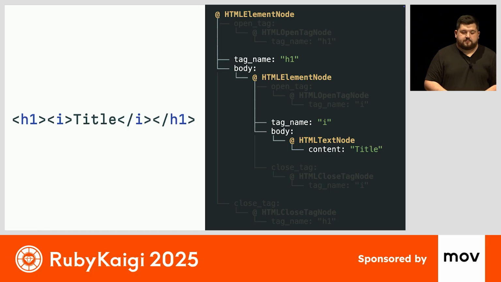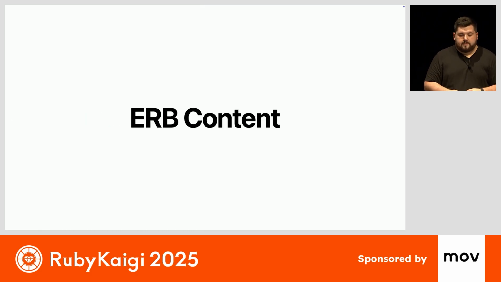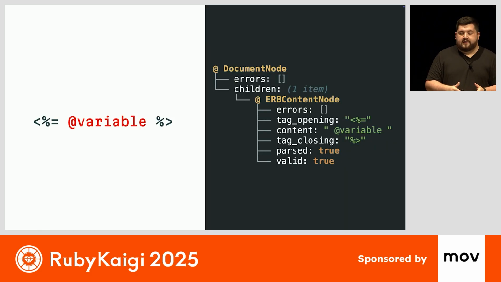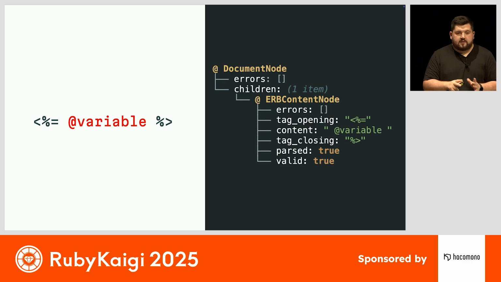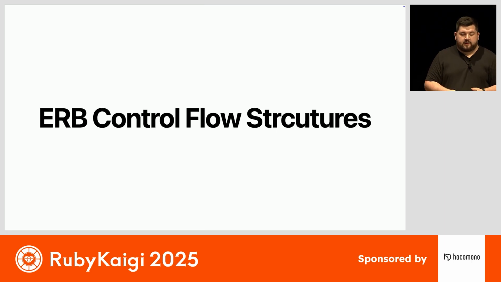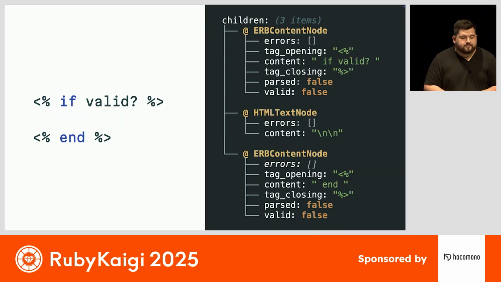Now this is all HTML at this point, so we want to take a look at ERB as well. So if you just have an ERB output tag like we have here, it will represent this as an ERB content node, including the tag openings, the content, and the tag closing as separate tokens on the result. You can also see that it's parsing this already and that it's valid Ruby as a whole. If we see that this is valid Ruby, we don't touch it anymore. But if we see this is incomplete Ruby, like for example, if we are dealing with control flow structures, we are doing a second processing step here.